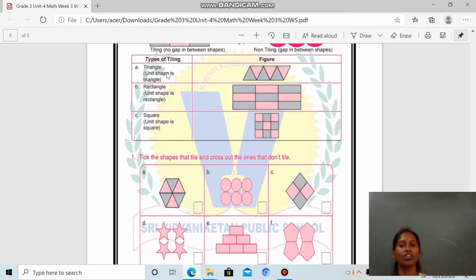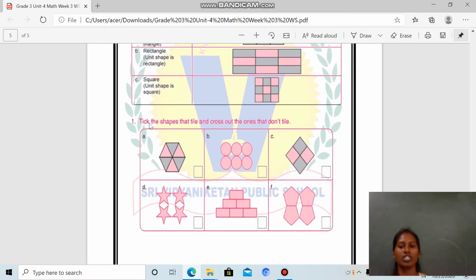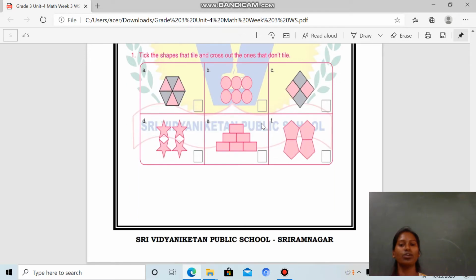Types of tiling. Triangle: the unit shape is a triangle. Rectangle: the unit shape is a rectangle. Square: the unit shape is a square. Coming to the next question, tick the shapes that tile and cross out the ones that don't tile. If it is a tile, you have to put a tick, and if it is a non-tile, you have to put a cross.